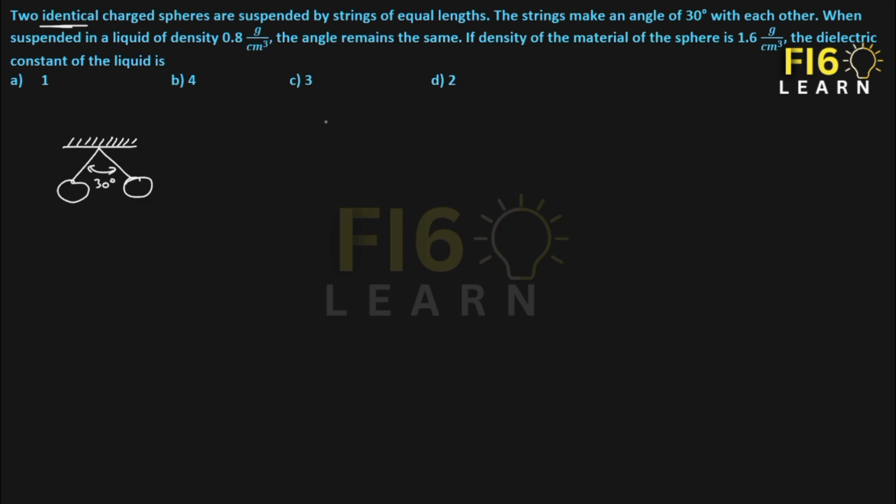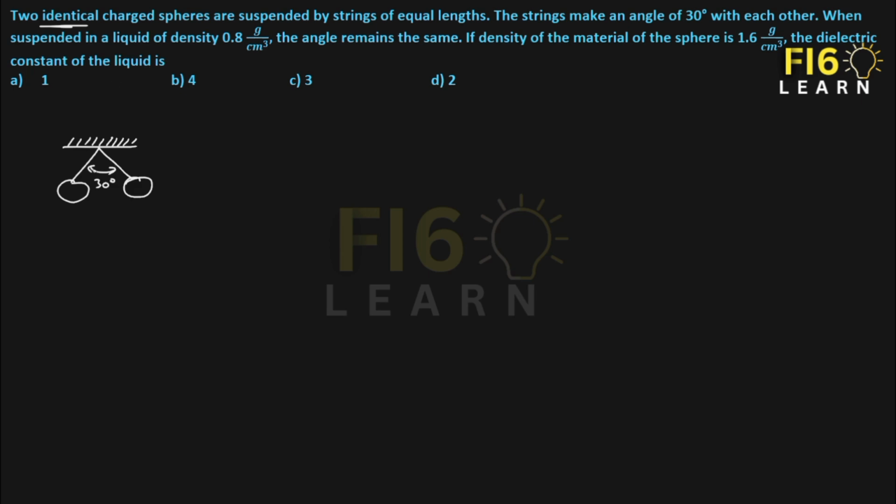When suspended in a liquid of density 0.8 gram per centimeter cube, the angle remains the same. In the first case, these two spheres are suspended in air medium. In the second case, the same setup is suspended in some other liquid. Its density is 0.8 gram per centimeter cube. In that case also, the angle is the same. The sphere density is given, that is 1.6 gram per centimeter cube. We have to find the dielectric constant K of the liquid.